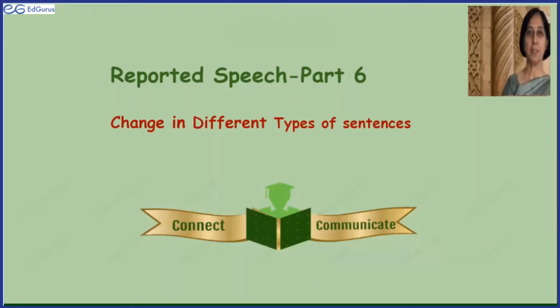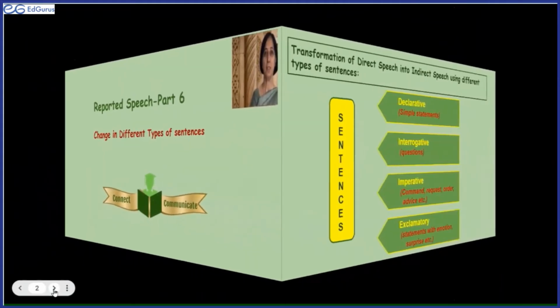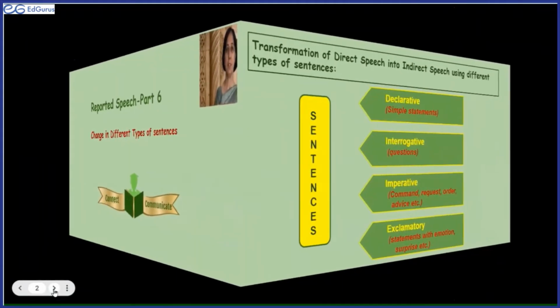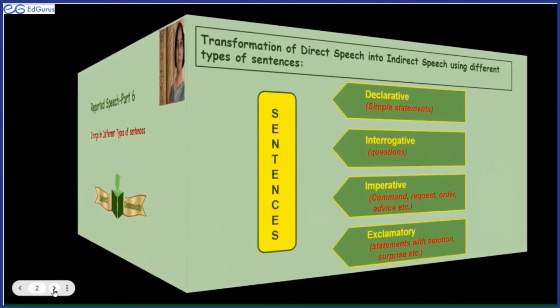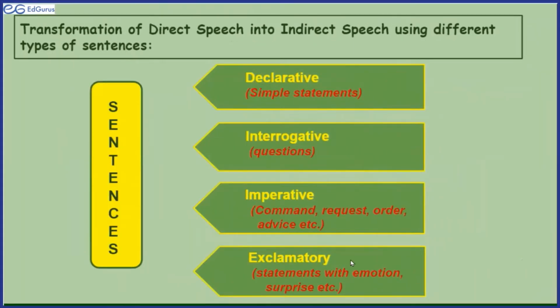So it is very important for you first to understand each type of sentence, what it is, and then how to change it into the reported speech, right? So different sentences, these are the 4 types of sentences. Declarative meaning simple statements. Now, what are simple statements?